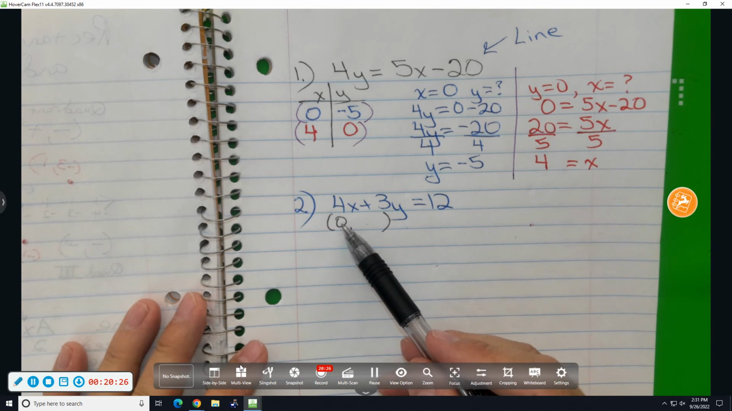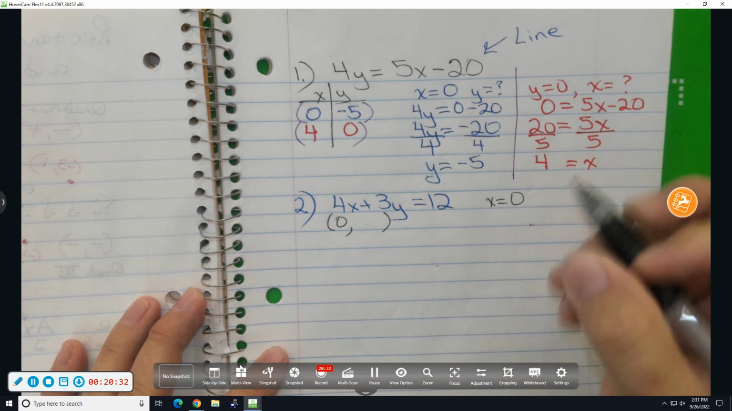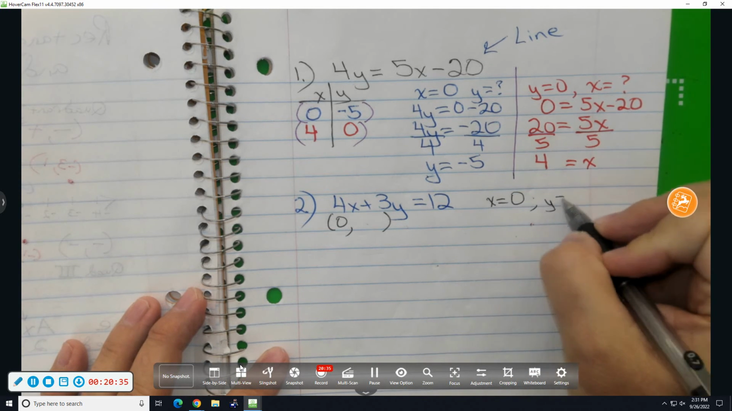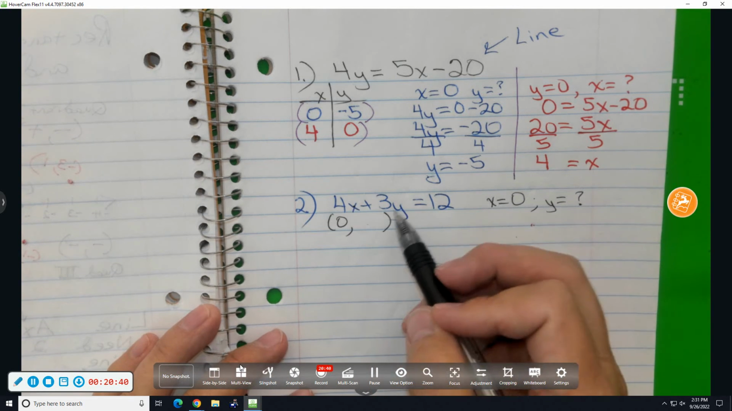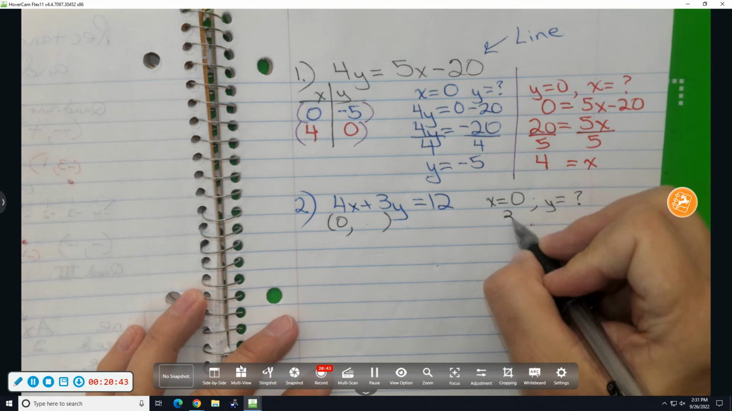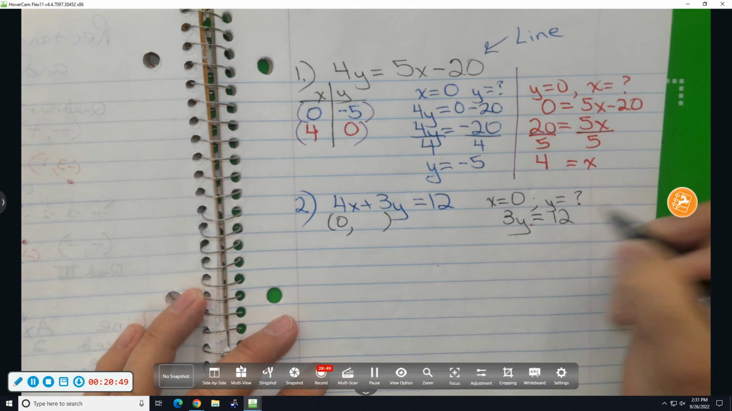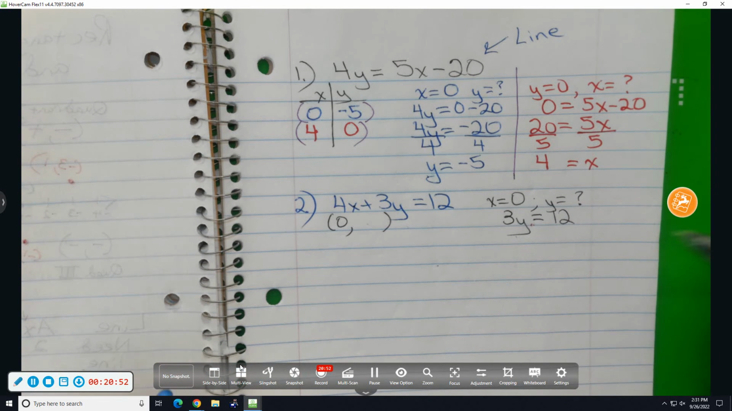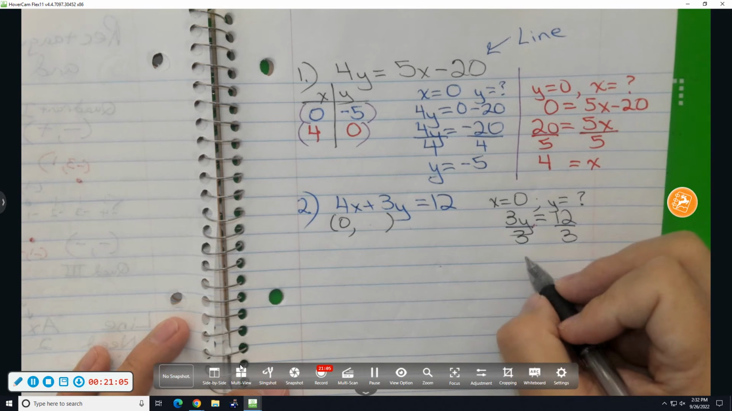Okay, the first number is x. So you plug in 0 for x. Let x equal 0. What does y equal? 4 times 0 is just 0. Plus 3y, 0 plus anything is just anything. So really all we have is 3y equals 12. That's why I think plugging in 0 is so nice. That variable term just disappears and we know what to do to solve for y. One step. What is it? Divide by 3, to give us y equals 4.